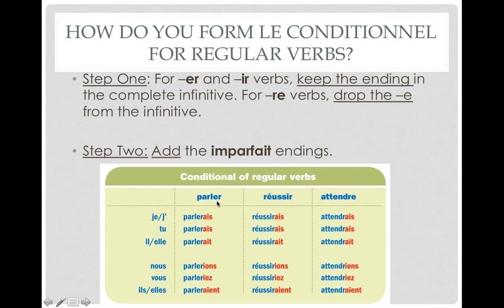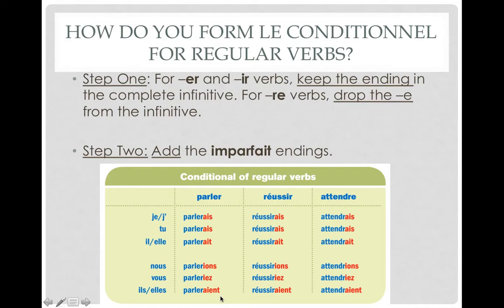So for example, parler, to speak. If you say, I would speak, je parlerais. You would speak, tu parlerais. He would speak, il parlerait. We would speak, nous parlerions. You, plural or formal, would speak, vous parleriez. And they would speak, ils parleraient.